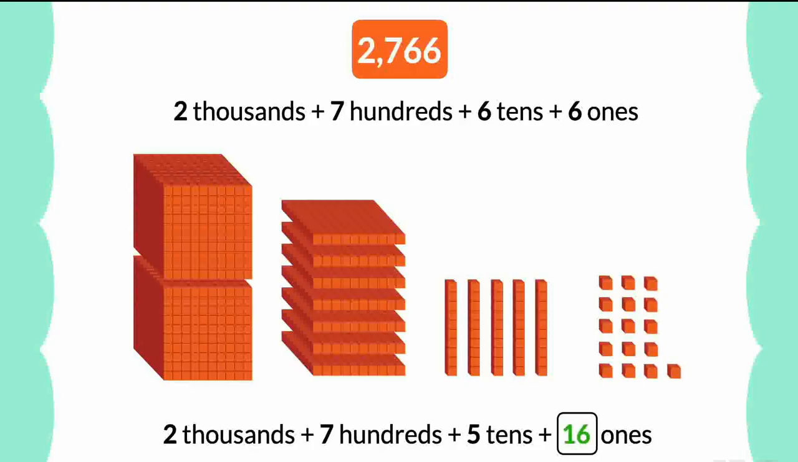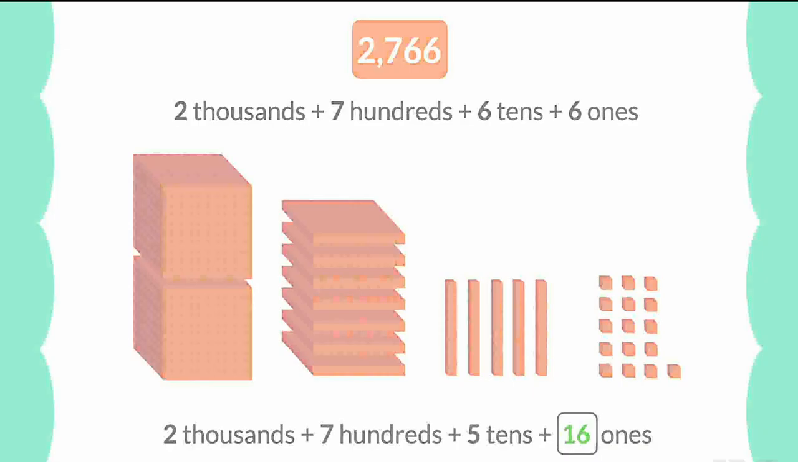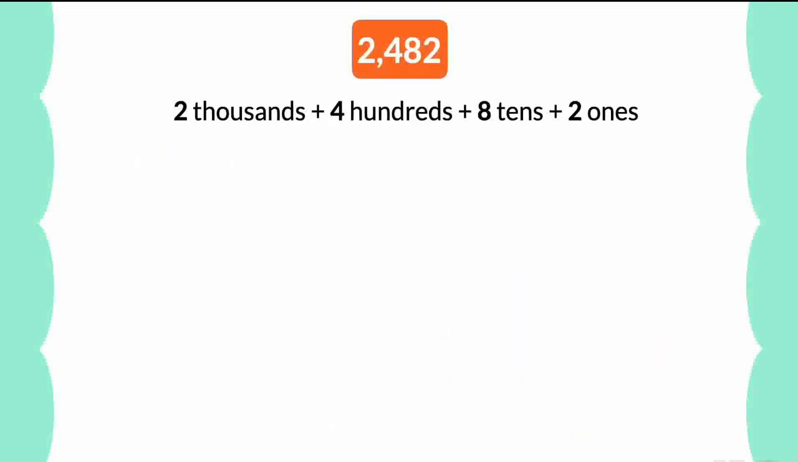That's 16 ones. So we can break apart 2,766 as 2,000s plus 700s plus 5 tens plus 16 ones. Nice work!